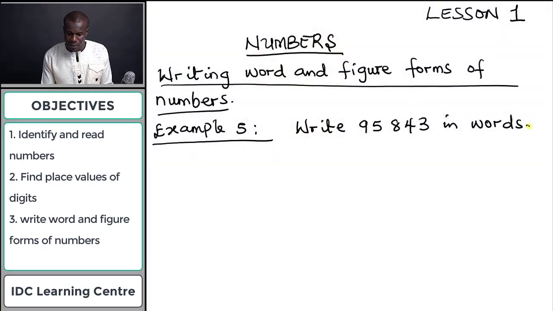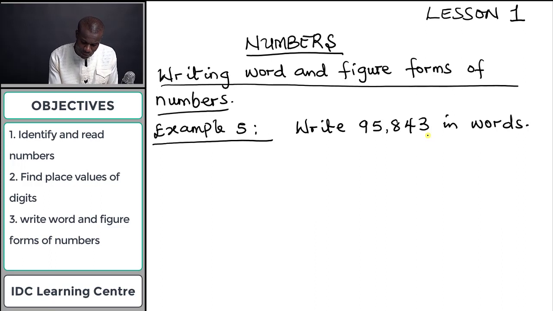Write 95,843 in words. Group the number to find out the units, the tens, hundreds, thousands, million, billion, trillion, and so on and so forth. If we group this number, 95,843, that means we count 1, 2, 3 and put a comma here. This will be easier for us to pronounce now. This is 95,843. Once you've done that, of course, writing it will be easy.